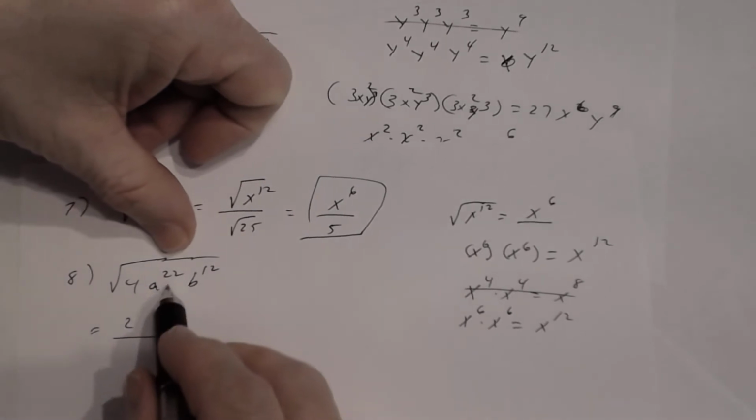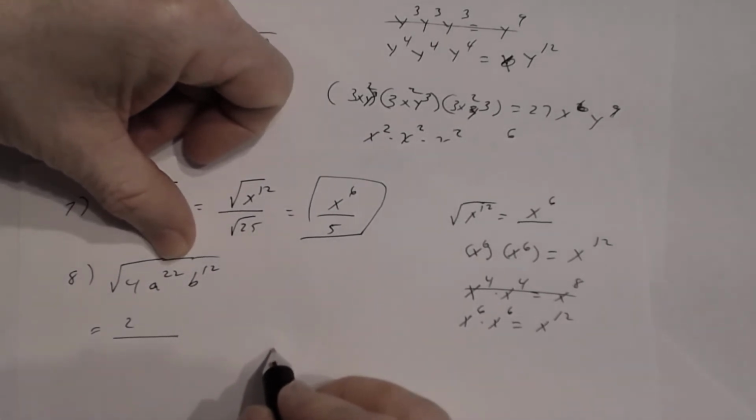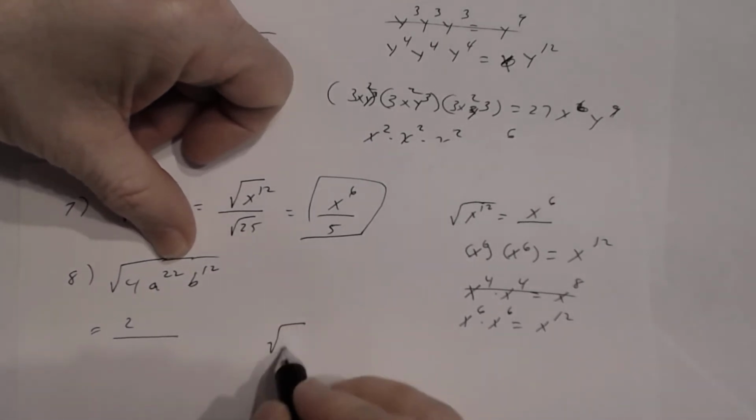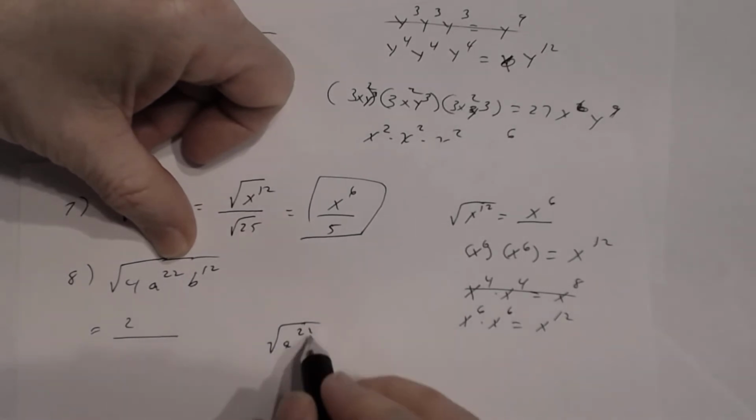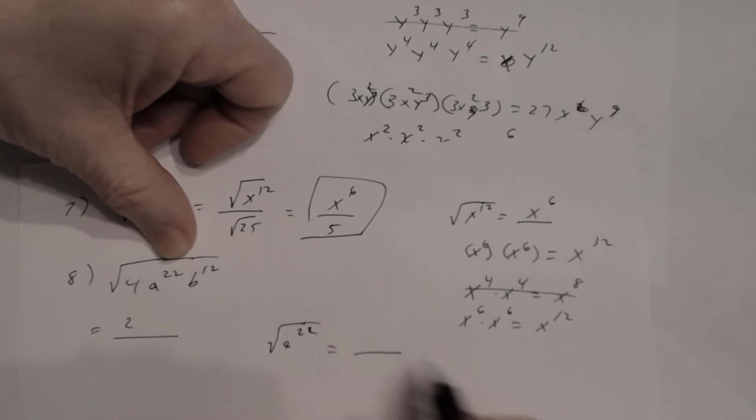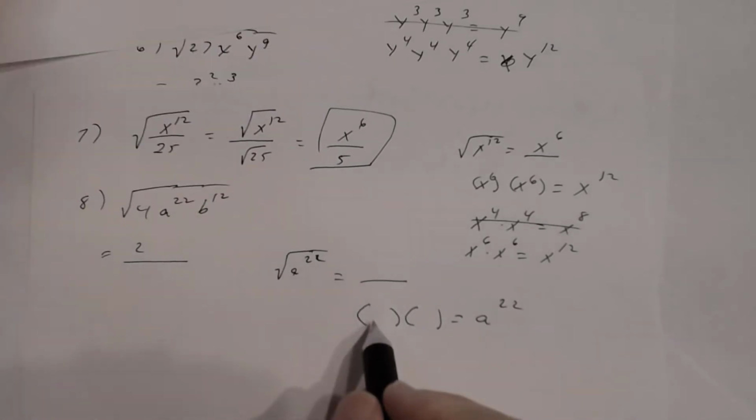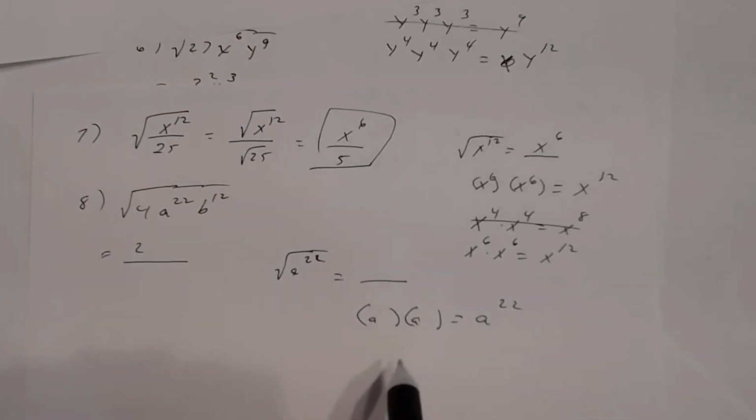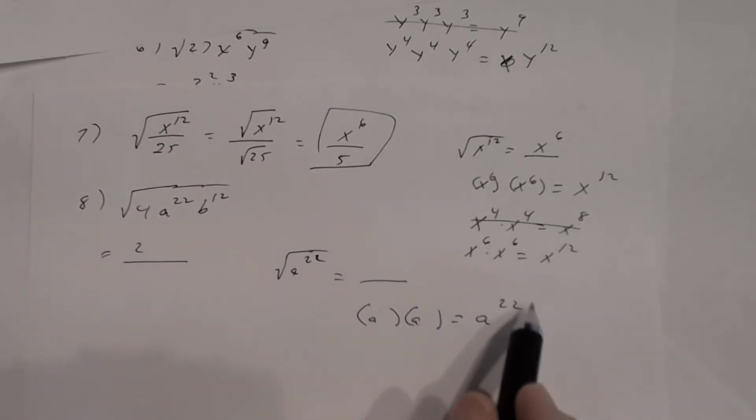Now let's look at a to the 22nd. Okay? So I'm looking at the square root of a to the 22nd. The square root of a to the 22nd is going to equal some expression. And that expression will be, when you multiply by itself, you get a to the 22nd. So what do you think it is? So a to what power times a to what power is a to the 22nd? And guys, all you do is just take this exponent, divide by 2.